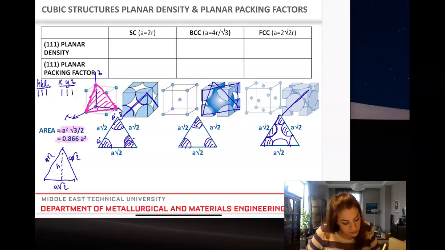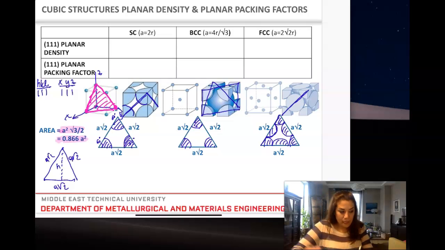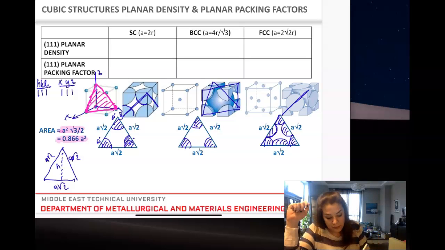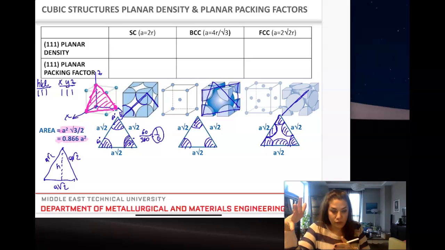Let's calculate the planar density. So the number of atoms in this case, there are three atoms, but 60 degrees. A 60 degree slice is over 360 degrees, 1 over 6th of an atom each one of them. How many 1 over 6th of an atom do I have? 3. So how many atoms do I have in both cases? Half.